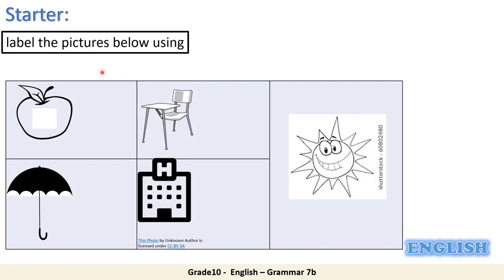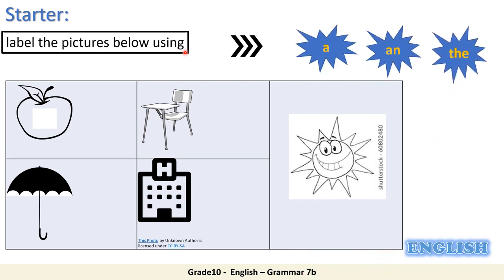By the following activity. Label the pictures below using a, an, or the. For example, the first picture, can you say it? That's right. We say an apple. Now pause the video for a while. Label the rest of the pictures. Now let's answer together.